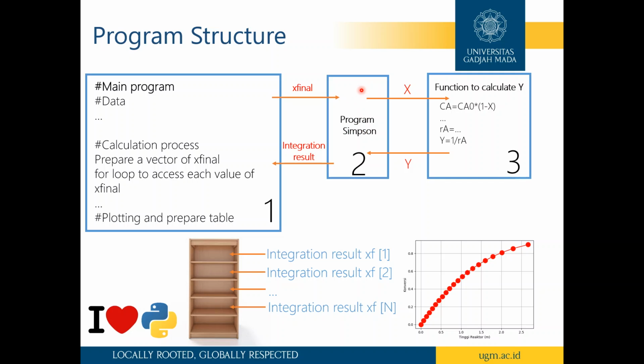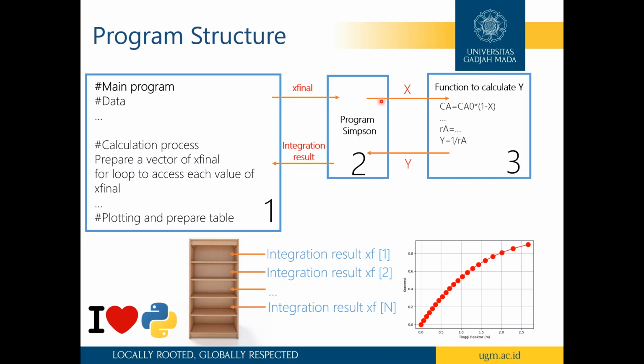It should be noted that in order to run this subroutine, we need to have an input of x final. What is the x final that you expect? As a result, you will get the integration result. In order to run the Simpson program, we need to create another subroutine. We call it a function, and we call it y. The input is x, the conversion, and then the output is y. We call y as 1 over Ra, which is 1 over the reaction rate.